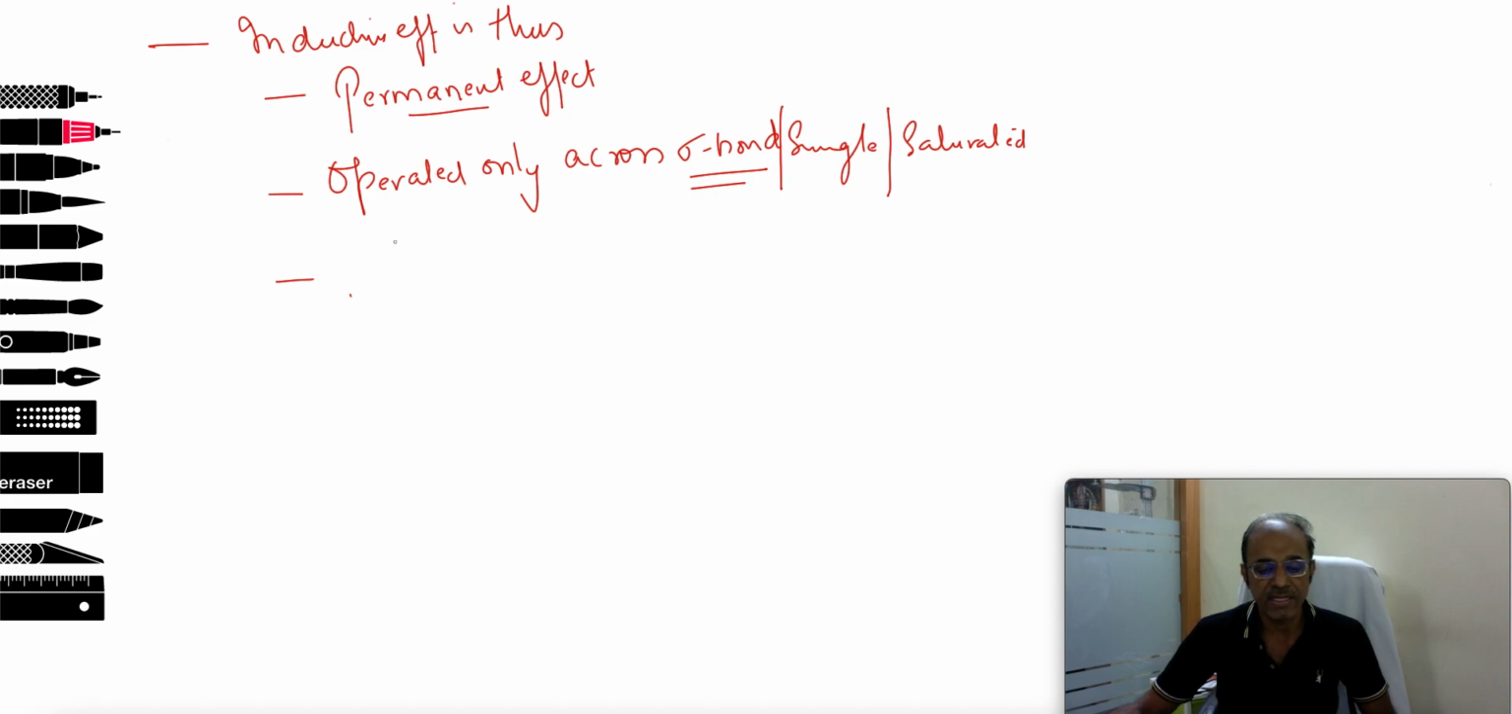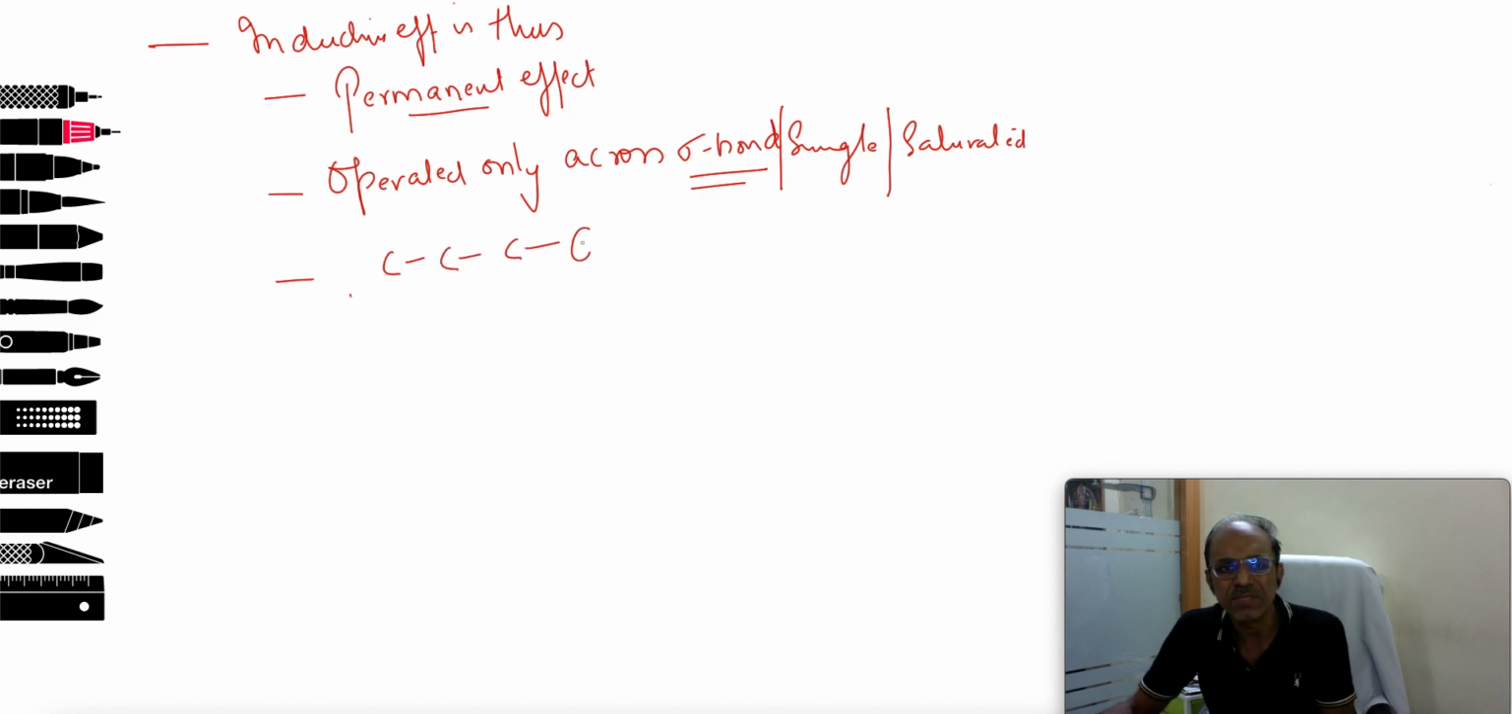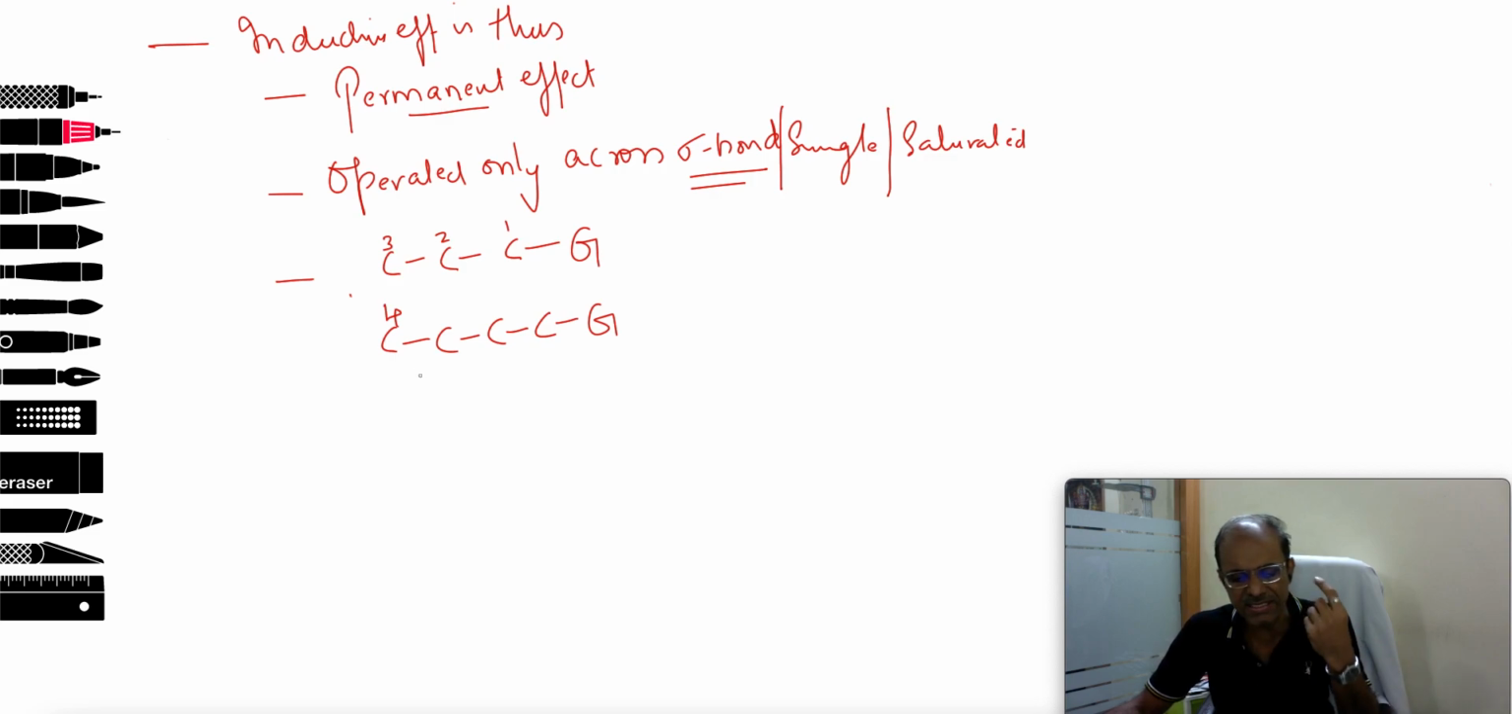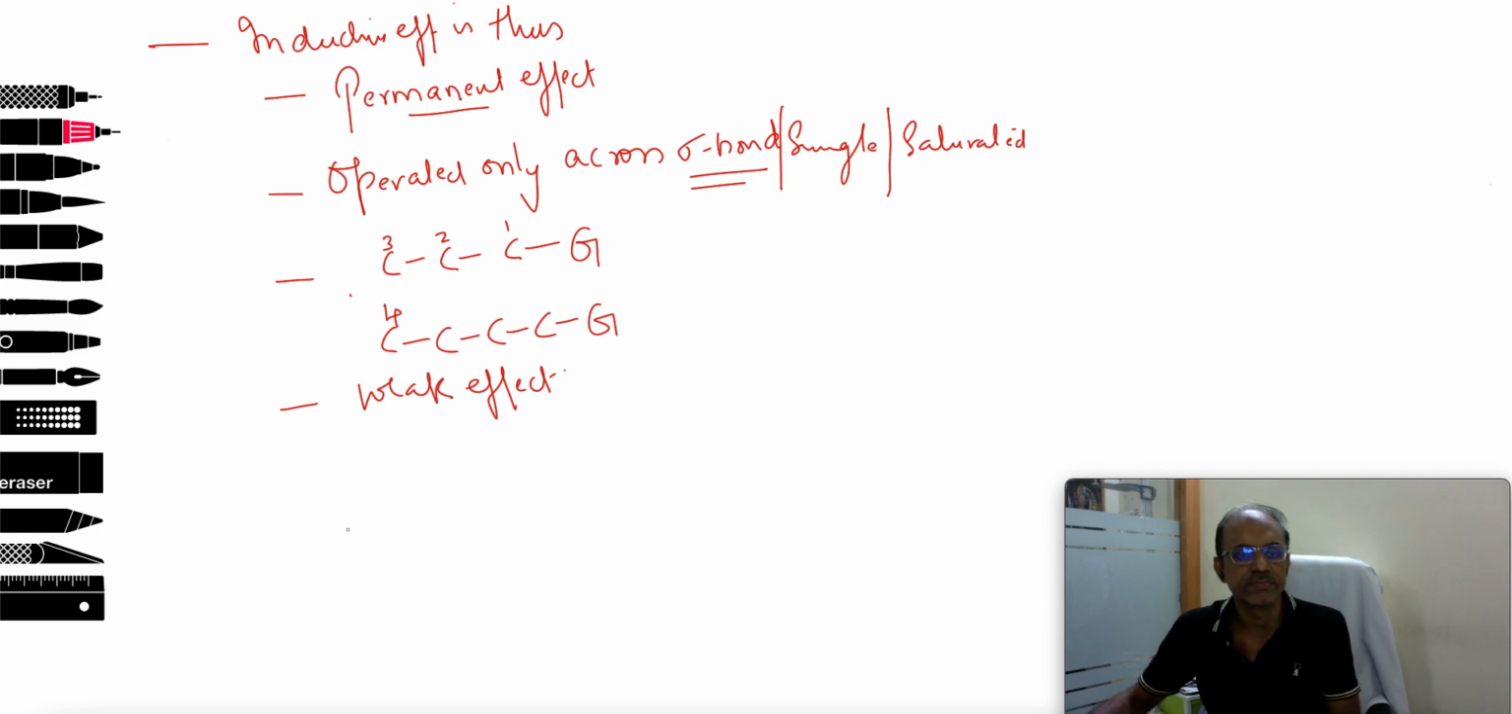Then the inductive effect is more prominent till the third carbon atom. That means, suppose something G is there. Either it will be an electron withdrawing group or an electron donating group. But the effect of G, maximum it stays only till the first, second and third carbon atom. And if there are more than 3 carbon atoms, that means this is the fourth, the effect diminishes, starts decreasing. Thus the inductive effect is there only till the third carbon atom. So I can say it is a weak effect. It is the weak effect. Fine.